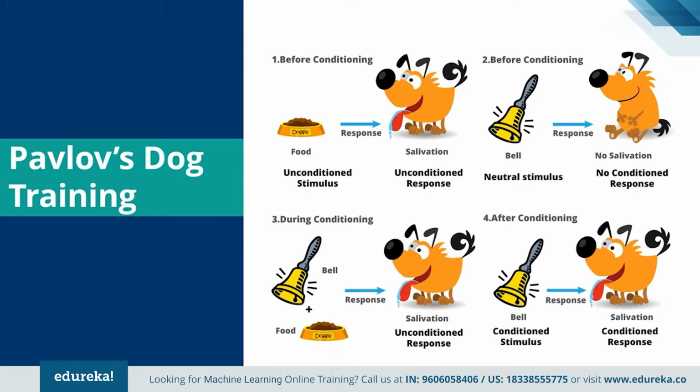Eventually the dog started to salivate just after hearing the bell, even if the food was not given to him. Why did it happen? It happened because the dog was reinforced that whenever the master rings the bell, he is going to get the food. Okay. I hope the concept of reinforcement learning is completely clear to you.